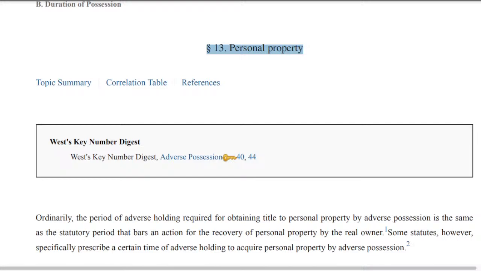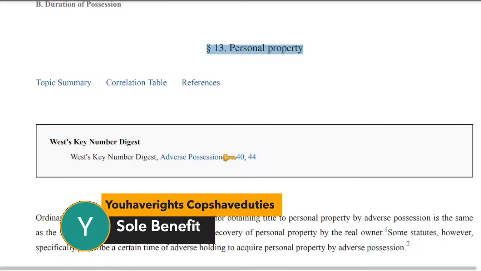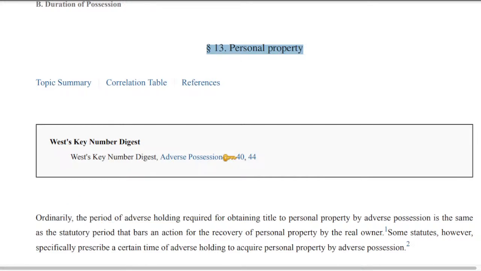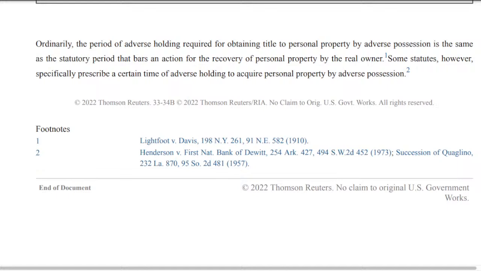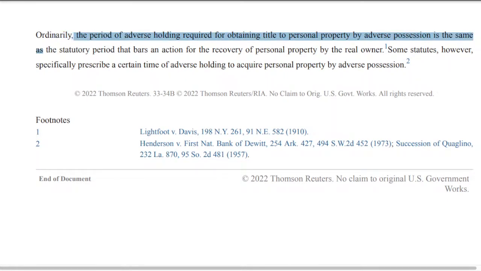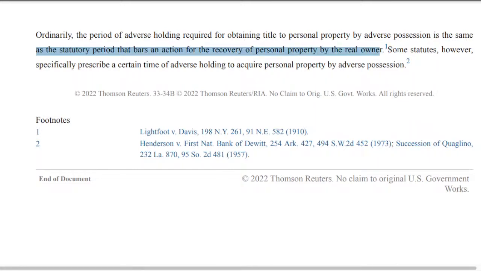Now, personal property, as you asked. Yes, for the sole benefit. Thank you, the beneficiary. Thank you for that correction. Ordinarily, the period of adverse holding required for obtaining title to personal property by adverse possession is the same as the statutory period that bars an action for the recovery of personal property by the real owner. So your statute of limitations is the adverse holding period. Some statutes, however, specifically prescribe a certain time of adverse holding to acquire personal property by adverse possession.